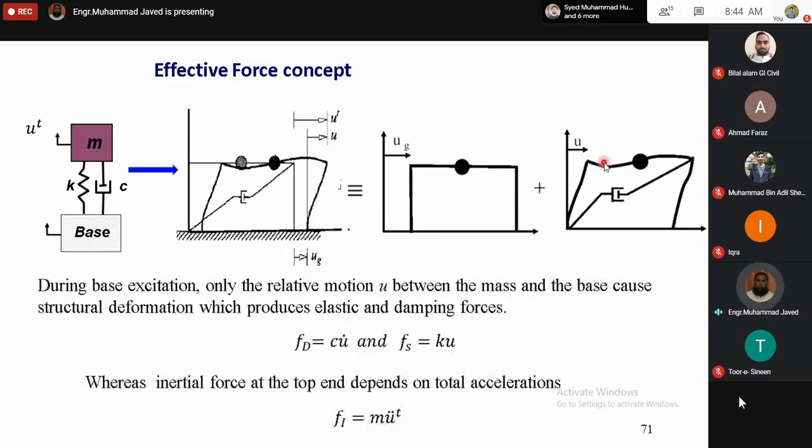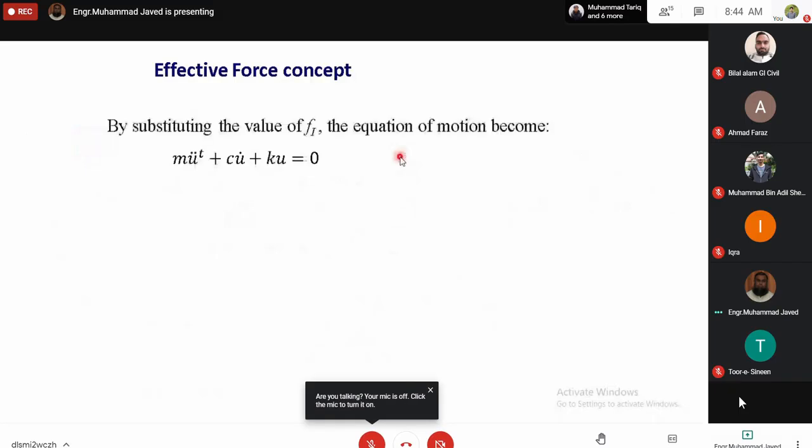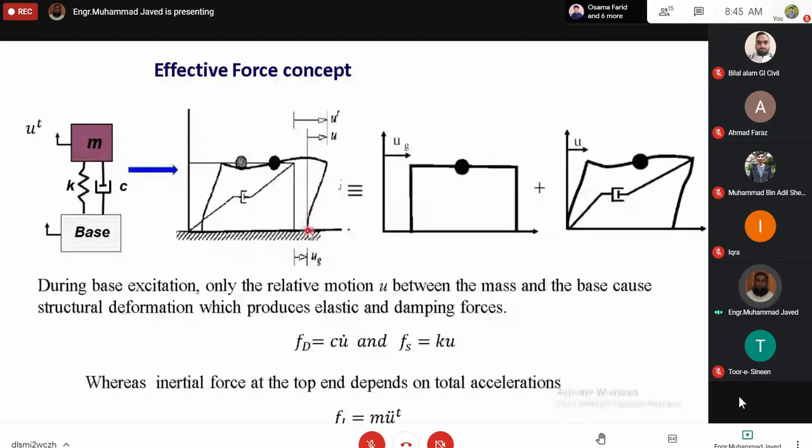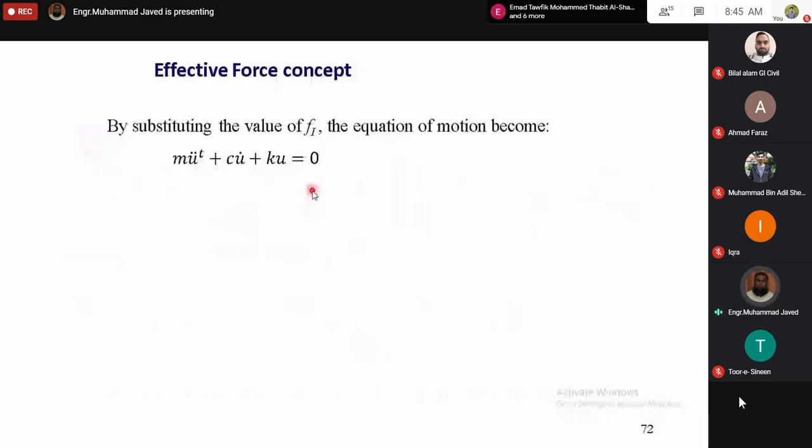So damping force and elastic restoring force depend upon U because this is related to the deformation, structural deformation, whereas inertial force depends upon total acceleration. So if we develop the equation of motion for this case, we have Fs plus Fd plus Fi, and there is no external force, so this will be 0.